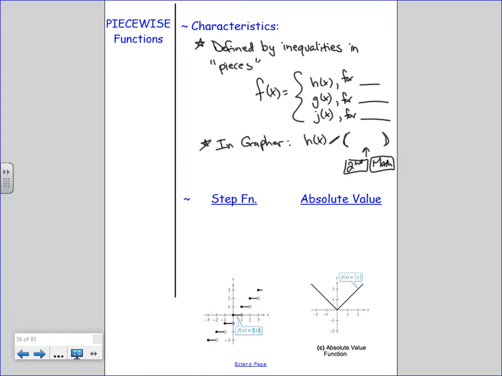Step function. There are two main, or at least I should say two specially defined piecewise functions. They're technically both piecewise. But there are little symbols that represent them. The step function can also be called the greatest integer function.